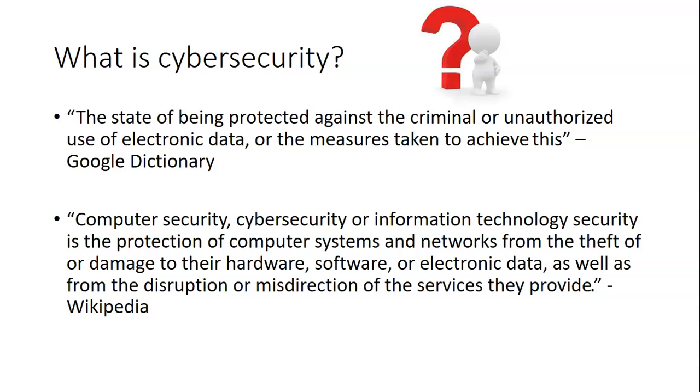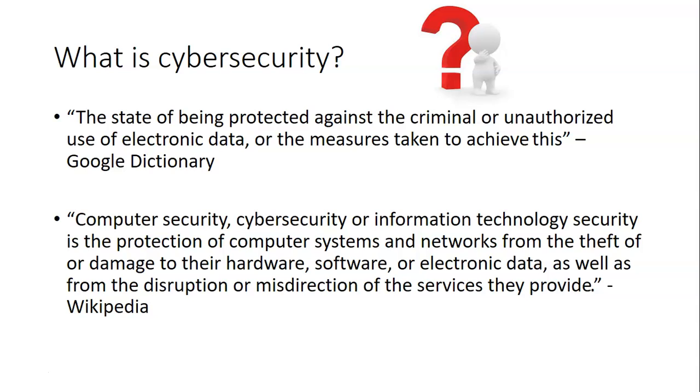Now let's see what Wikipedia defines cybersecurity as. It's also known as computer security, or information technology security. You can call it InfoSec or IT security. So Wikipedia says that it's the protection of computer systems and networks from theft of or damage to their hardware, software, or electronic data, as well as from the disruption or misdirection of the services that they provide. So this is no different from what I said earlier. You're trying to protect hardware, trying to protect software, and you're trying to protect the data on it.